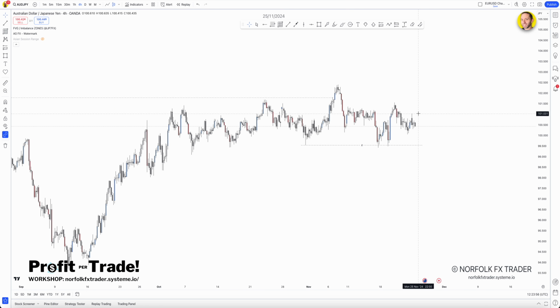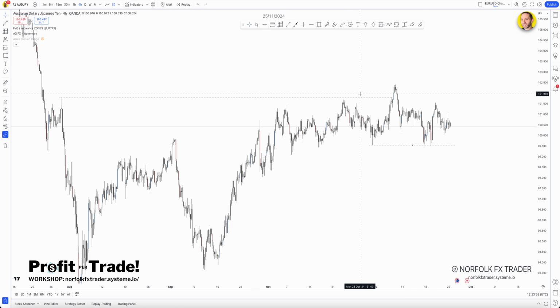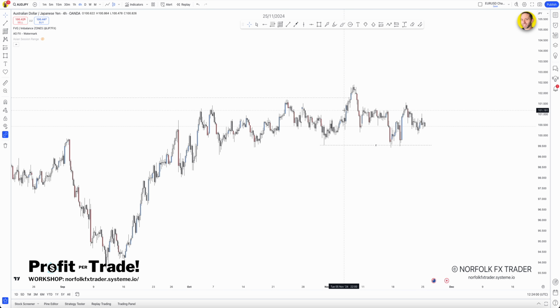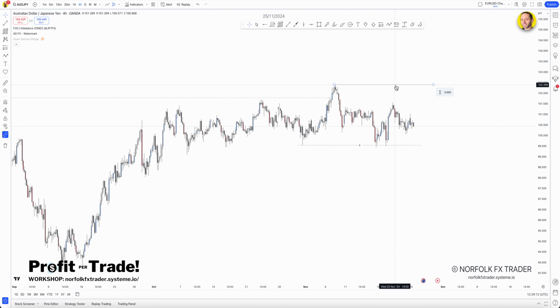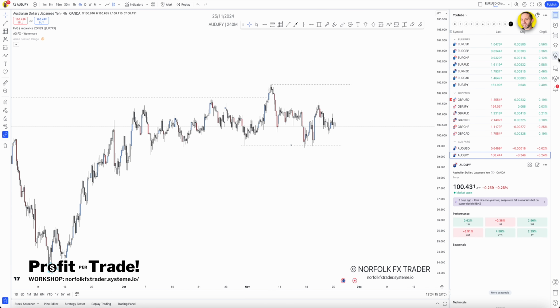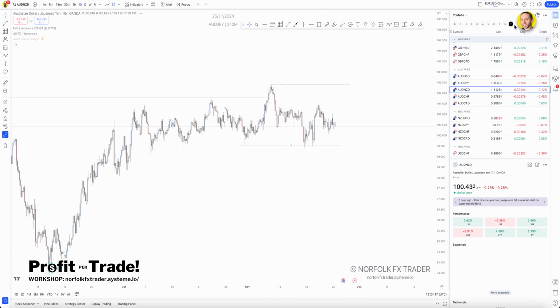So for me at the moment on this pair, I'm going to just leave it as it is. We're not going to do any more markups. I want to see really price closing down through that low or to continue higher and breaking through that high. I'm not interested in looking for a trade at the moment until I see one of those happen. So the next pair is the Aussie New Zealand.